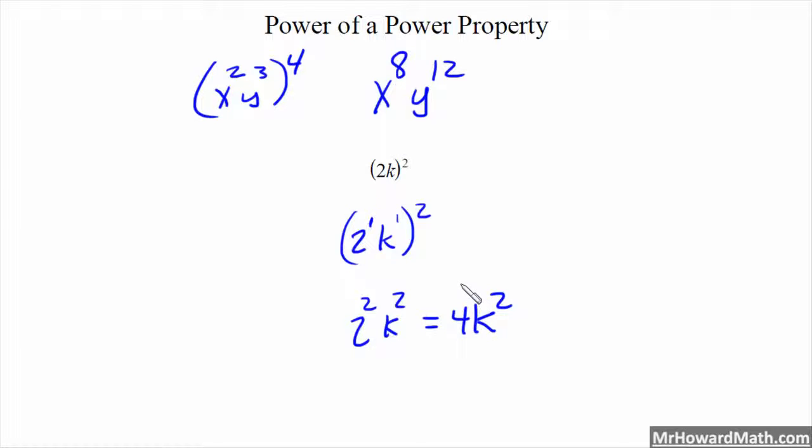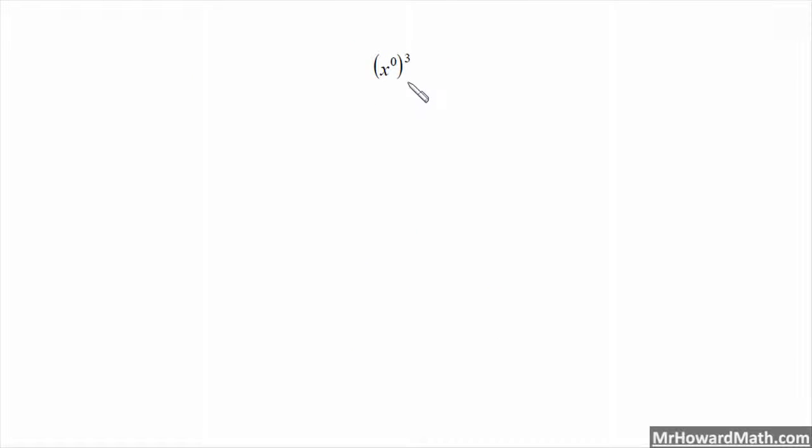So let's look at another example. In this example, we have a 0 exponent inside, 3 exponent outside. Outside to inside we multiply, so we multiply that 3 times 0, and we still get 0, so x to the 0 equals 1. Remember from previous videos, anything to the 0 power except 0 is equal to 1, so x to the 0 would be 1. So that's it for that one.